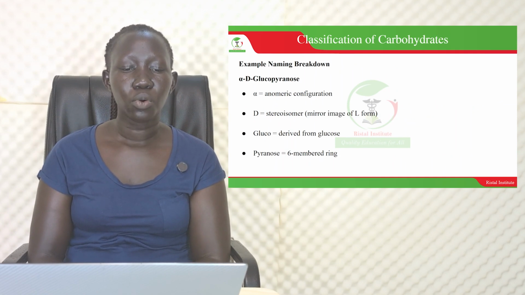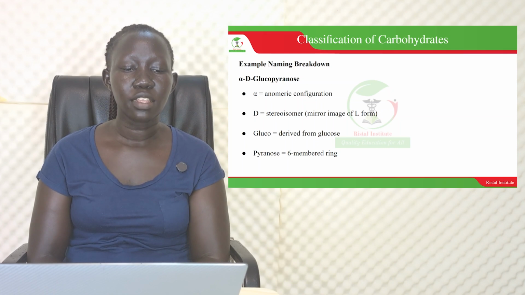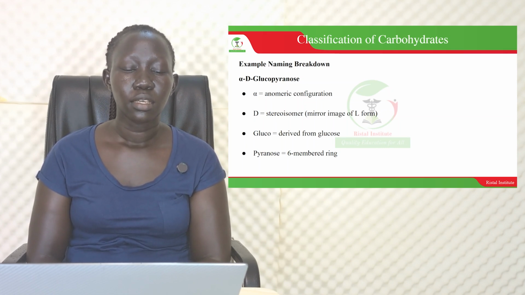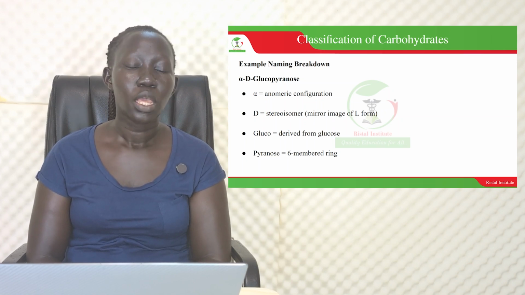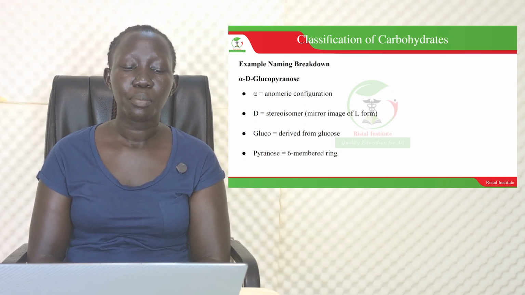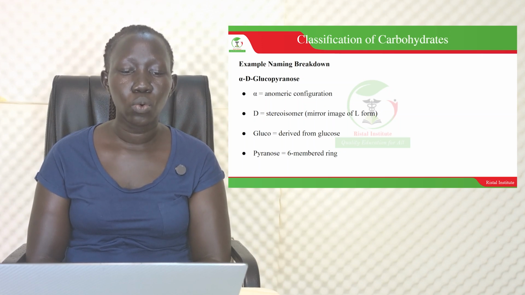Let's look at the example of naming breakdown. Alpha-D-glucopyranose. It contains the alpha anomeric configuration. The D, that is the stereoisomer, mirror image of the L form, and then we have the gluco, derived from glucose, and then pyranose, that is the six-membered ring. That is why it is called alpha-D-glucopyranose.